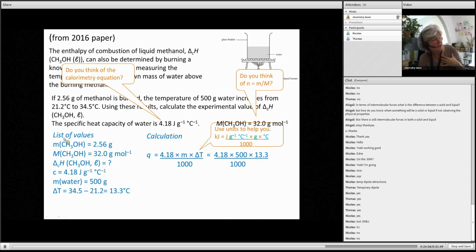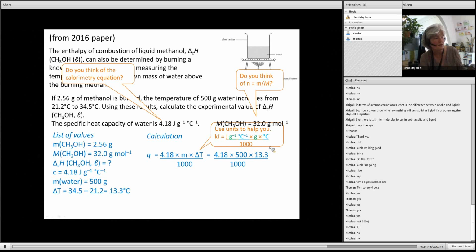Notice, by the way, with the list, I make the mass of the water different to the mass of the methanol. So be specific when you make your list. And again, check with units to make sure that you've got the right equation, and then you just put it in. Now notice I have actually done that step of working out my moles.